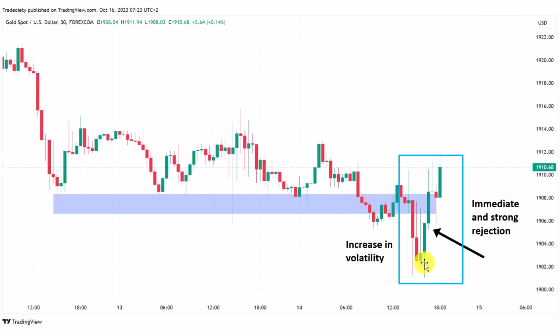However, what you will see shortly after is a huge increase in volatility. Volatility refers to the fluctuation of price movements. What you can see here is long candlesticks and also, very important, very long candlestick wicks to both sides. This is an increase in volatility. And we also see an immediate and a strong rejection after the breakout.